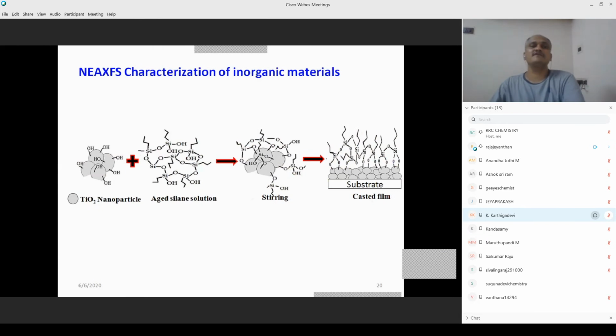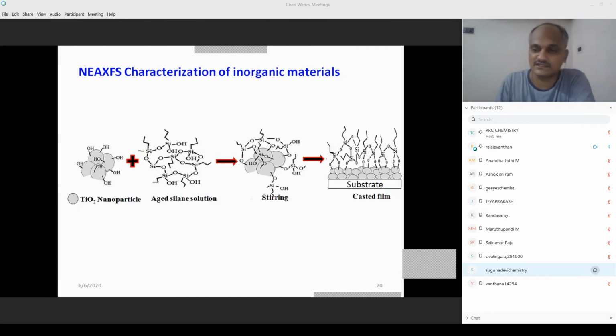Another one is that we have also used NEXAFS for characterization of inorganic materials. What we have done here is we have created a super hydrophobic surface using titanium dioxide nanoparticles and a silane solution. We used 2 types of silane solution here: one is silane in water, and one is silane in xylene. When we are treating the silane solution with titanium dioxide, the silanes get adsorbed on the surface of the titanium dioxide, and a super hydrophobic surface is created.